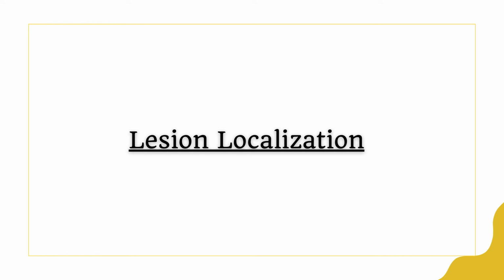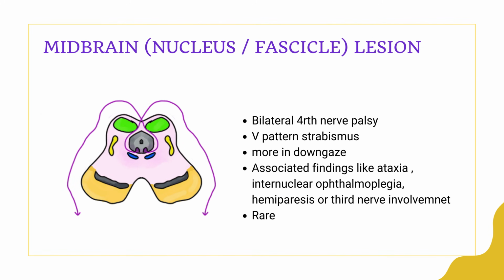Now that we understand the anatomy in detail, let us move on to the lesion localization. Midbrain lesions. Lesions involving the trochlear nucleus or fascicles can produce bilateral fourth nerve palsy because decussation occurs at this level of the midbrain. These patients may present with bilateral fourth nerve palsy, may present with a V pattern strabismus, especially in down gaze. Also, they can have ataxia due to involvement of the superior cerebellar peduncle. Moreover, since the medial longitudinal fasciculus also lies close by, they can develop internuclear ophthalmoplegia as well.